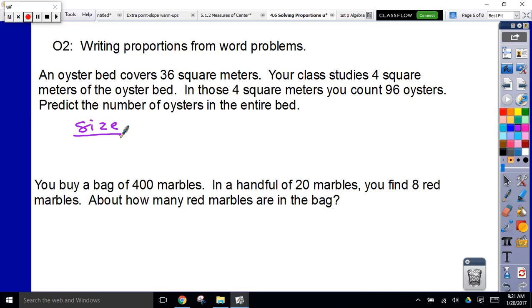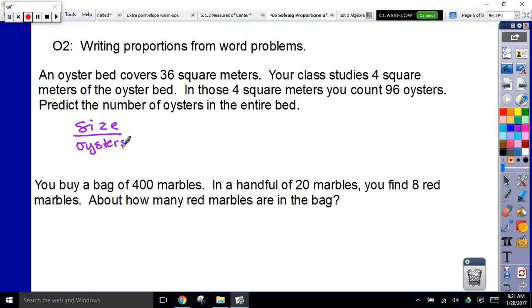What's the other thing that we want to know? Mackenzie? How many oysters there are. So we want to know how many oysters. So those are the two things we're comparing: the size of the bed to how many oysters there are.